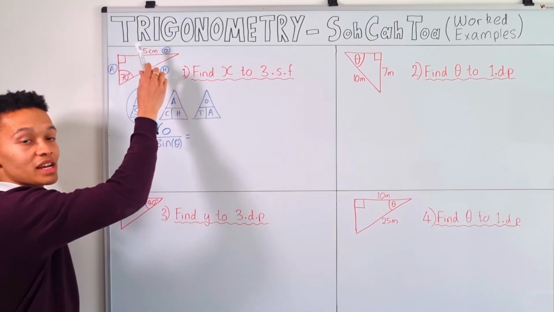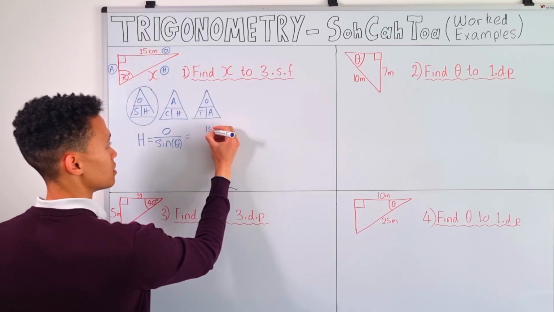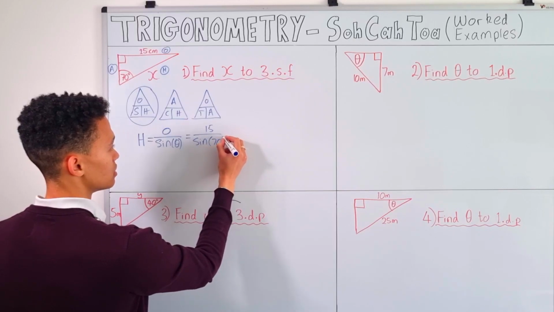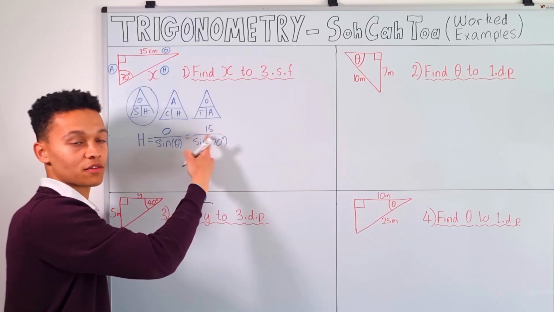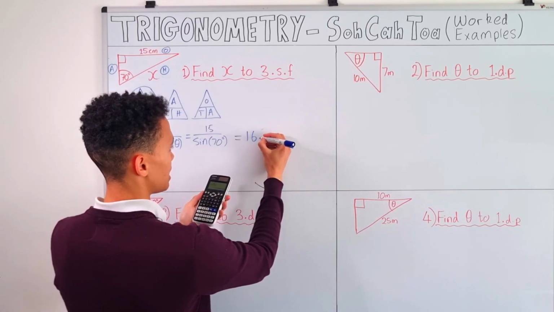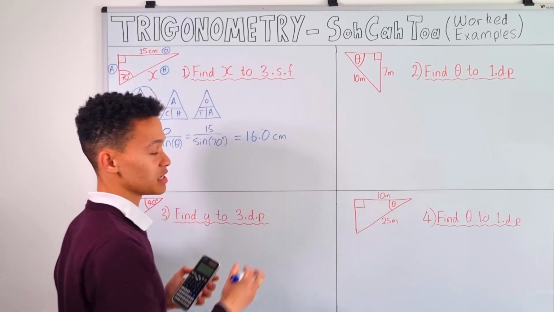The opposite in this question is 15 centimeters. And the angle is 70 degrees. So the hypotenuse is equal to 15 divided by sine 70. And to 3 significant figures, this gives us 16.0 centimeters.